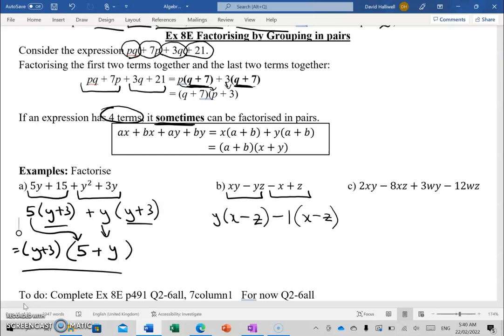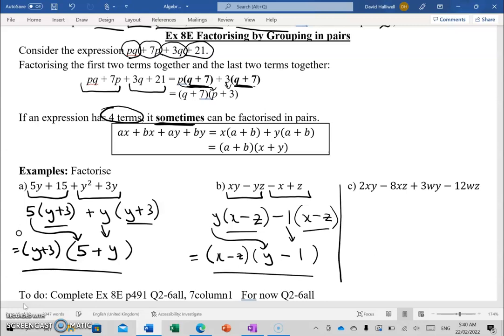But what's nice is that we can see that we've now got a common factor. Both brackets are the same here. We've got a common factor of x take z. And then in my second bracket, I need to write the remaining factors. So y, and the second bit will be -1. And note the sign there stays. So -1 stays. So that's that, grouped in pairs. All right, let's have a look here at C.